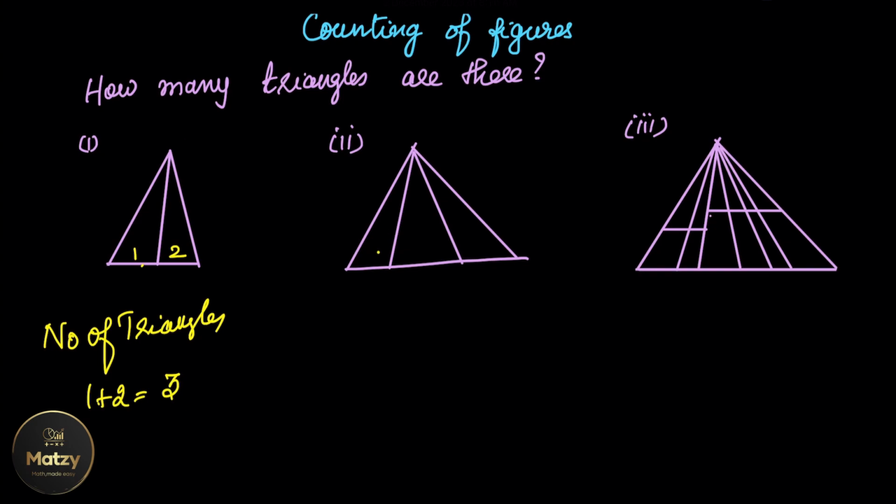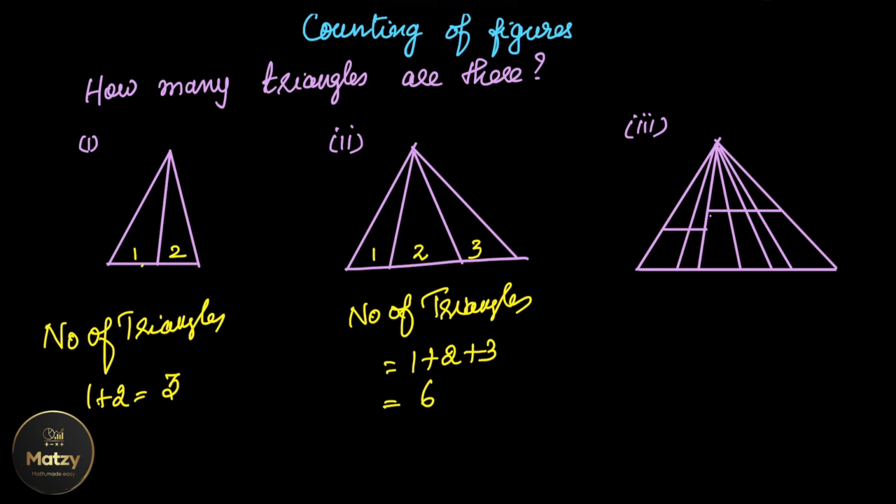Okay, let us see the second figure. This is the base for the first triangle. This is the base for the second triangle. This is the base for the third triangle. Am I right? So, total number of triangles, you have to add these 3 numbers. So 6 triangles are there.